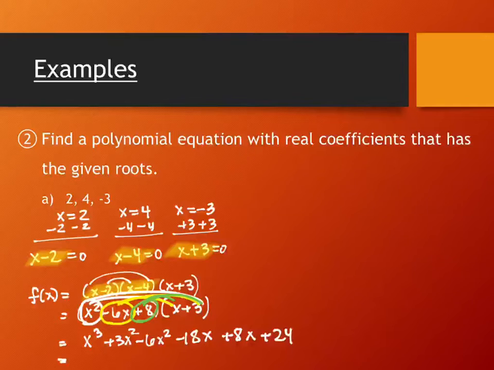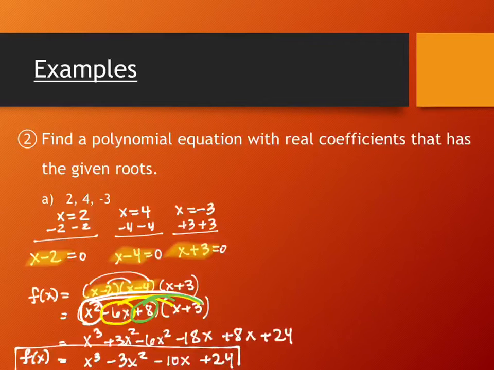All right, so I have x cubed at the beginning. 3x squared minus 6x squared is negative 3x squared. And then I have negative 18x and positive 8x, which is negative 10x. And at the end I have 24. So the function I was looking for, my final answer, is exactly that. It's the distributed out, multiplied out version of all of those pieces.